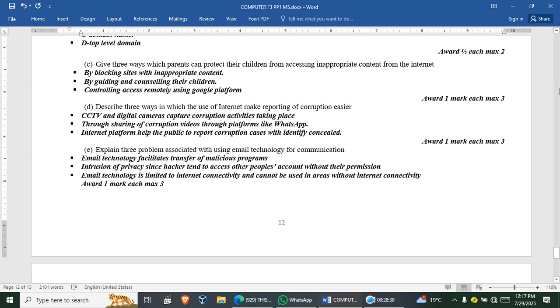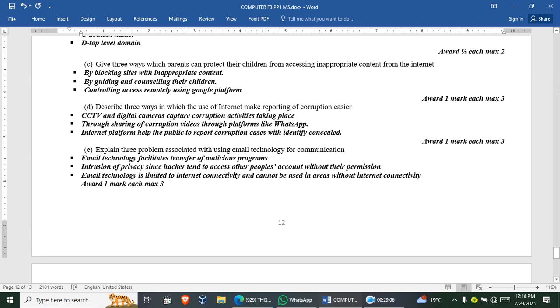Explain 3 problems associated with using email technology for communication. Why do you think email technology may have some drawbacks or disadvantages? Email technology facilitates transfer of malicious programs. This is very true. Some email programs do not filter, or they may allow you to upload some files which have malicious programs, which will again affect the guy who will access the email.